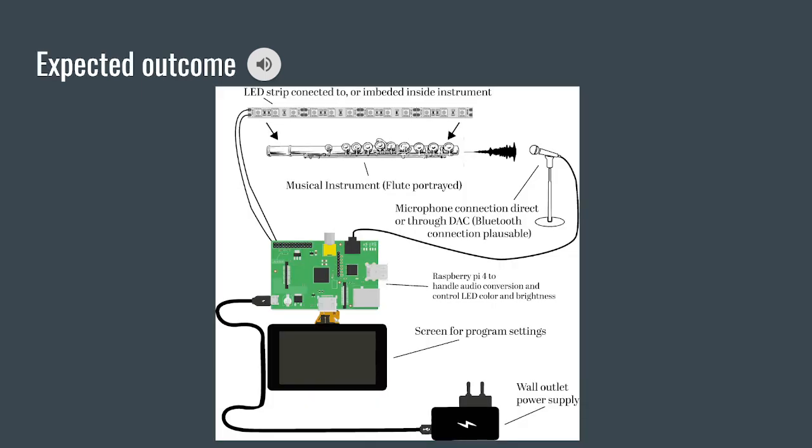The expected outcome of our project is to have a microphone set up to a Raspberry Pi 4. The microphone will read in the sound frequencies being created by an instrument, which the Pi will convert to a numerical value and assign it an RGB value. That RGB value will be outputted from the Pi to an LED strip attached to the instrument to create a light show. The screen connected to the Pi is used to display the GUI that the user will interact with to customize the lights. The entire system is currently powered by a wall outlet.